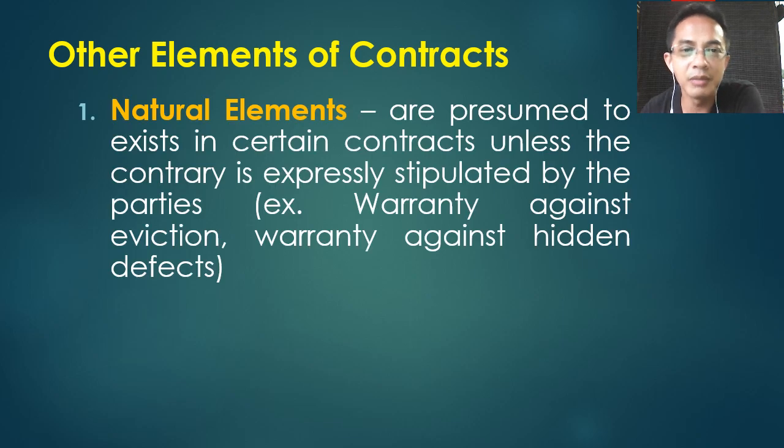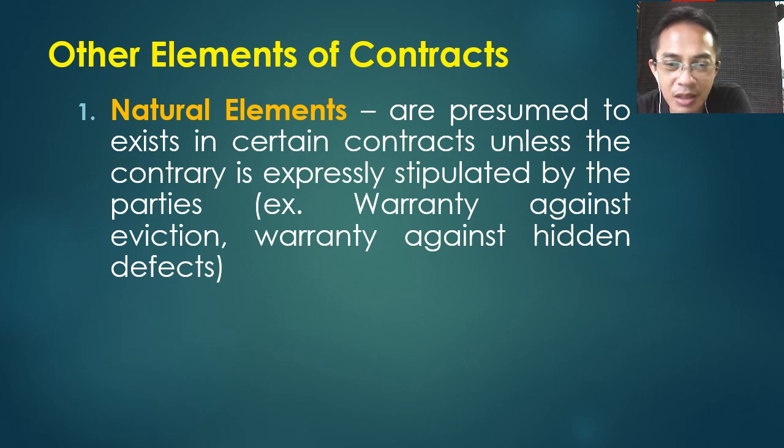Okay, there are other elements of the contract. These are not enumerated in 1318, pero somewhere else in the Civil Code nakasulat siya. Okay, number one, other elements aside from the three are the natural elements. These natural elements exist even if wala sa agreement ng parties, like warranty against eviction and warranty against hidden defects.